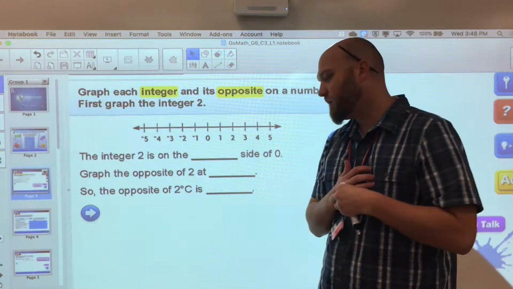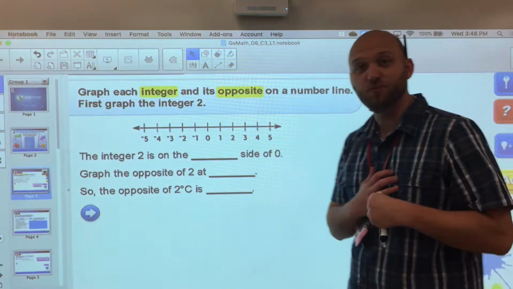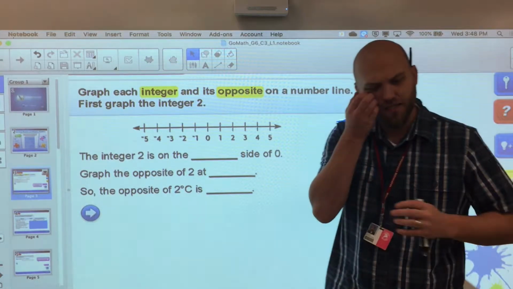Go Math. We're finally into Unit 3, so this is Lesson 3.1. We have made it.